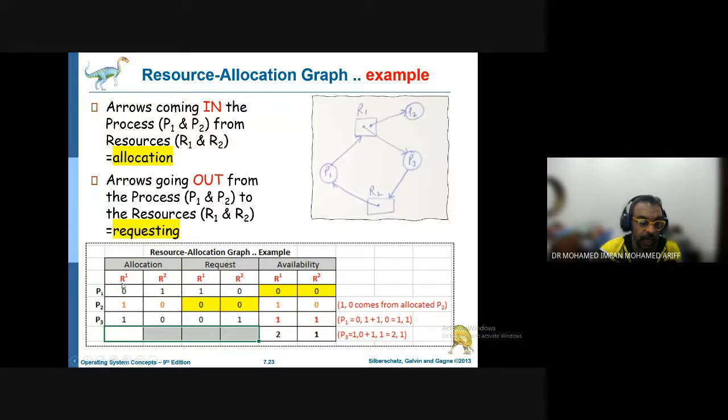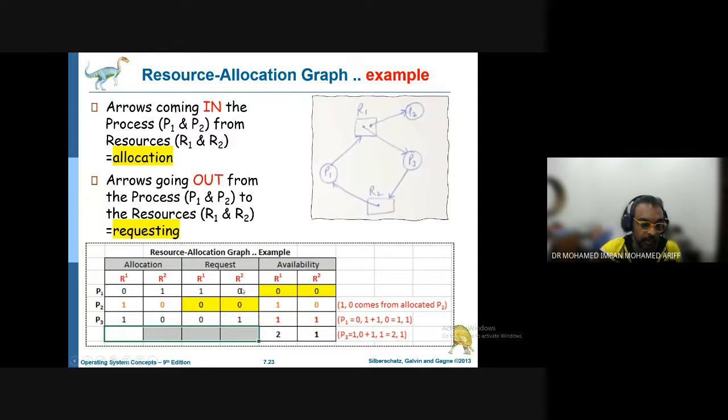There is no arrow coming from R1. R1 tak masuk, R2 je masuk. So that's why R2 sama dengan 1. But the arrow yang keluar out from P1 is going to R1, so P1 is requesting a resource from R1. But it is not requesting anything from R2.